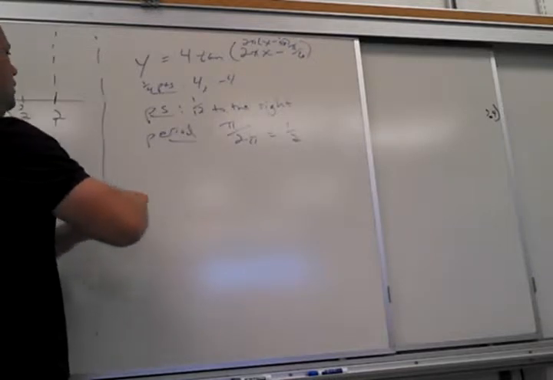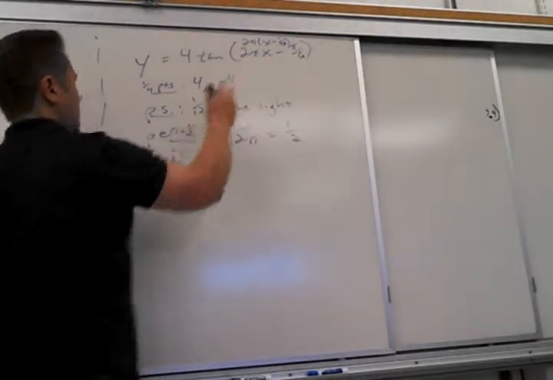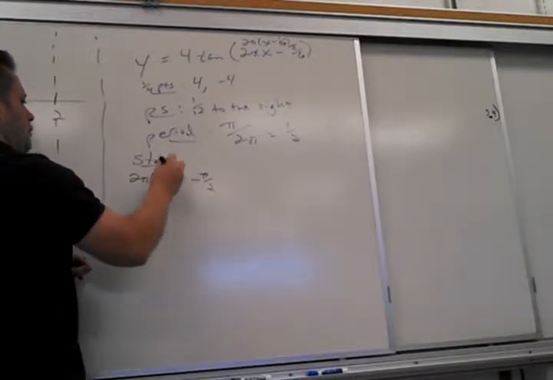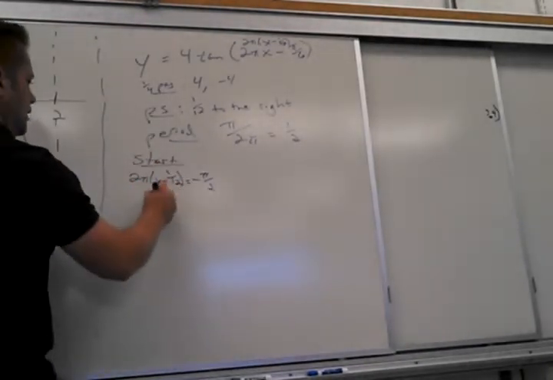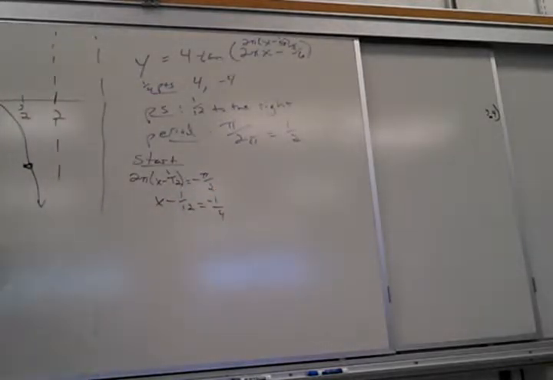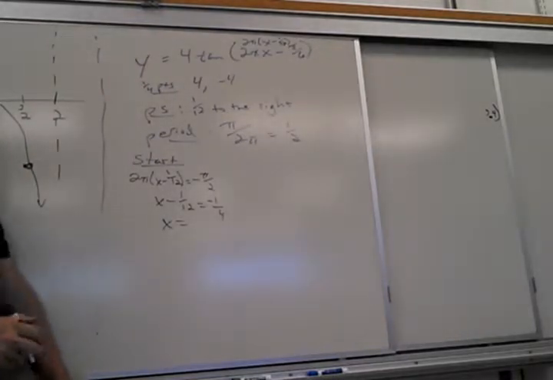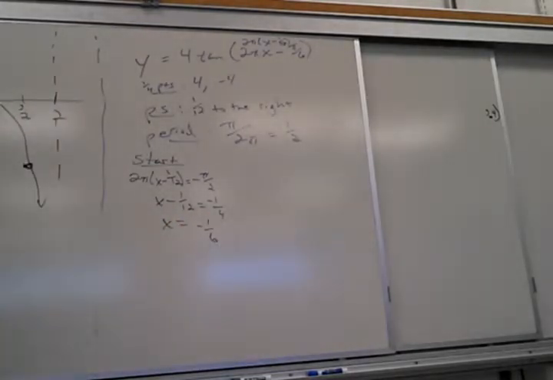So now, where does it start? Normally it starts at negative pi over 2. So now if I set this thing equal to that, divide by 2 pi, the pi dies, I get x minus 1/12 equals negative 1/4. Is that cool? Divide by 2 pi? Okay. And then I add 1/12, I get 1/12 minus 3/12, negative 1/6. We stop there.